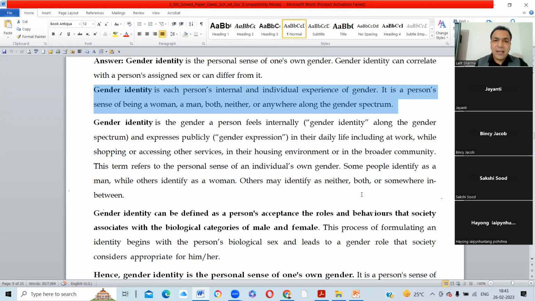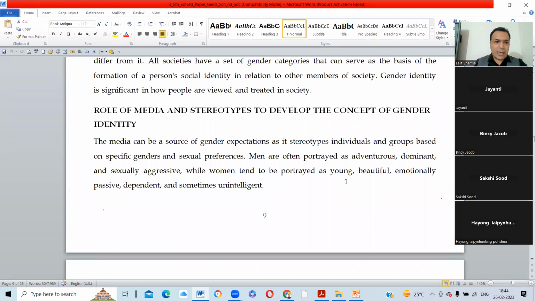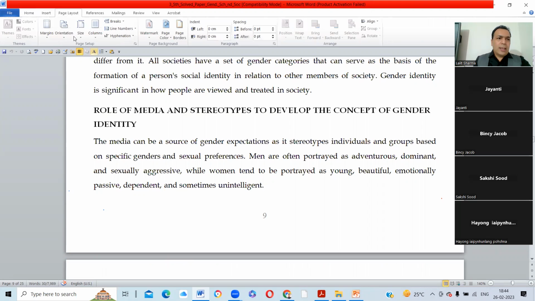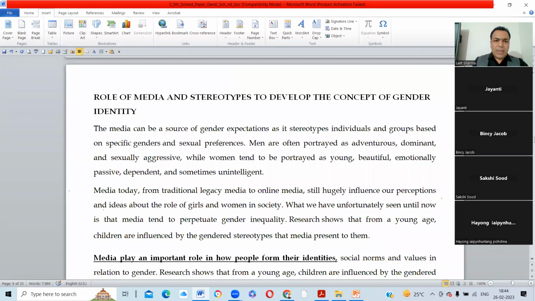Okay, now we discuss who is responsible for creating the gender identity, right? But in this question, very limited, the examiner asks: tell me the role of media and stereotype for gender identity. It can be many reasons, guys, but in our question, we will discuss the role of media and stereotype for the construction of gender identity, right? So gender identity you have come to know. Now the next heading we discuss: role of media and stereotypes to develop the concept of gender identity.